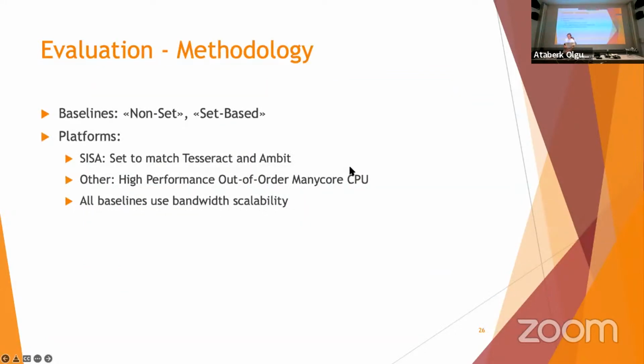So last but not least, the performance evaluation. What's the methodology? We use two baselines. Firstly, we compare SISA to non-set algorithms, and secondly, to set-based formulations of the algorithms. The platforms used: for SISA, we set a platform to match Tesseract and Ambit, and for the set-based baseline, we use a high-performance out-of-order many-core CPU. And for non-set and set-based, we use the bandwidth scalability that is provided by Tesseract to ensure fair comparison.